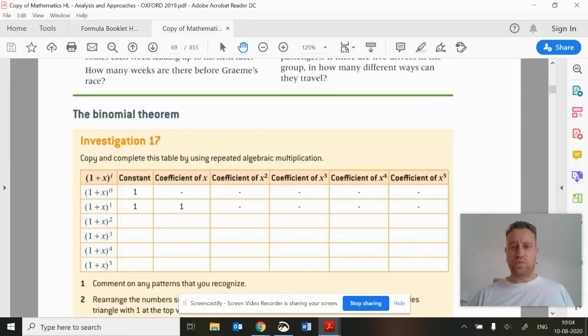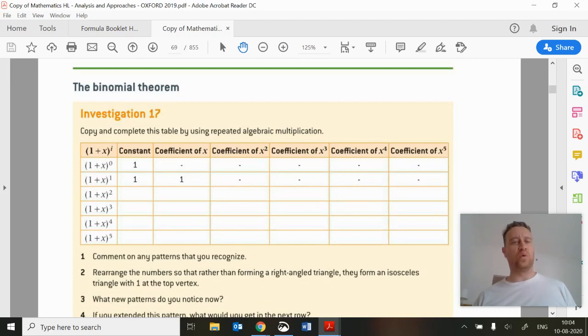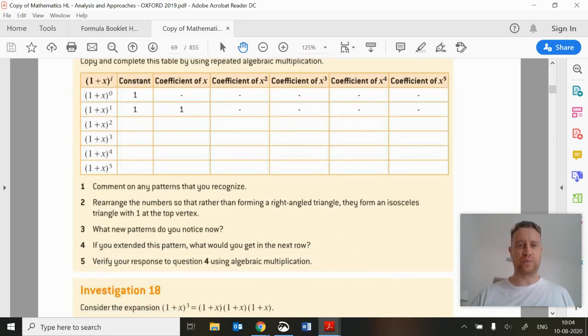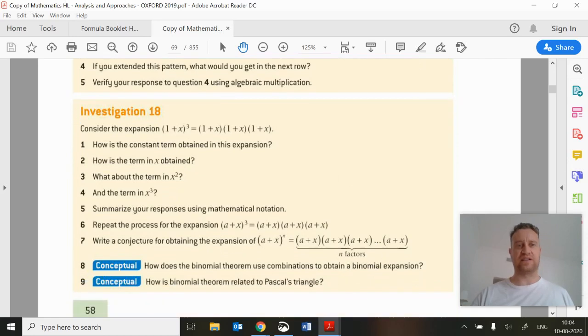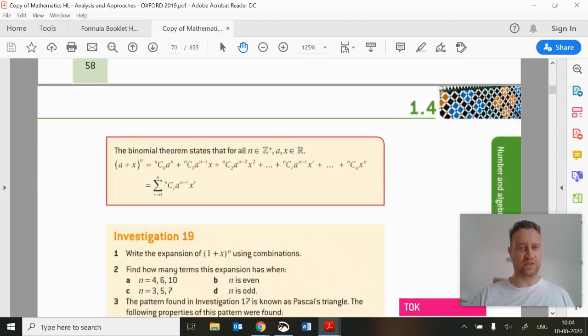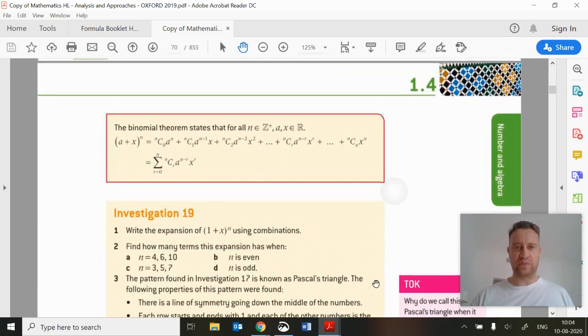Hi there, guys. We're about to do 1I. This is the binomial theorem, or the binomial expansion. That's what we're about to do. There's actually investigation 17 in front, which, as ever, I suggest are good things to do. Investigation 18 is a pretty decent thing to do as well. And then we get on to actually the binomial theorem in the book.